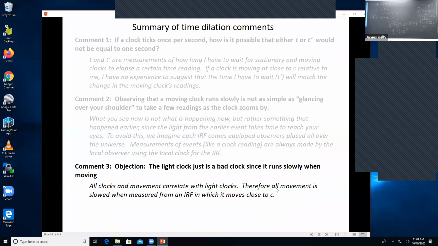So the third comment is kind of short, but it's an easy objection to make and also an easy objection to shoot down as long as you understand the importance of the principle of invariance of coincidences. All clocks and movements correlate with light clocks, and therefore all movement is slowed when measured from an IRF in which it moves at close to the speed of light.